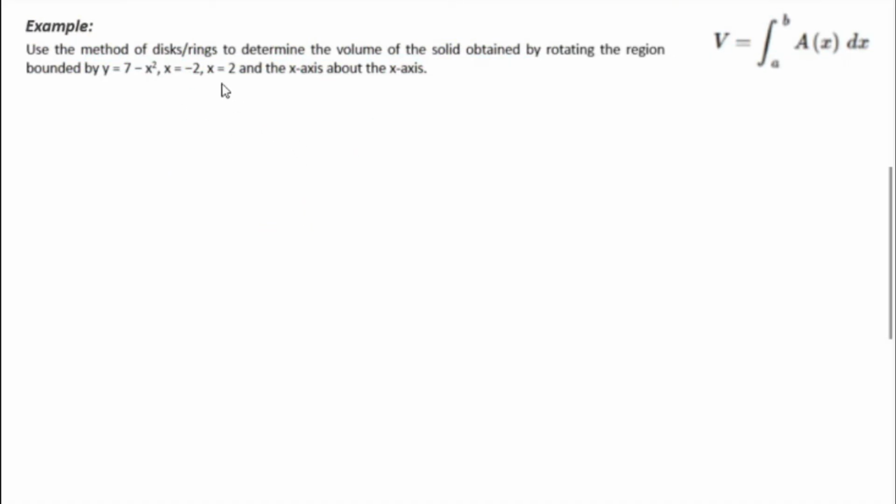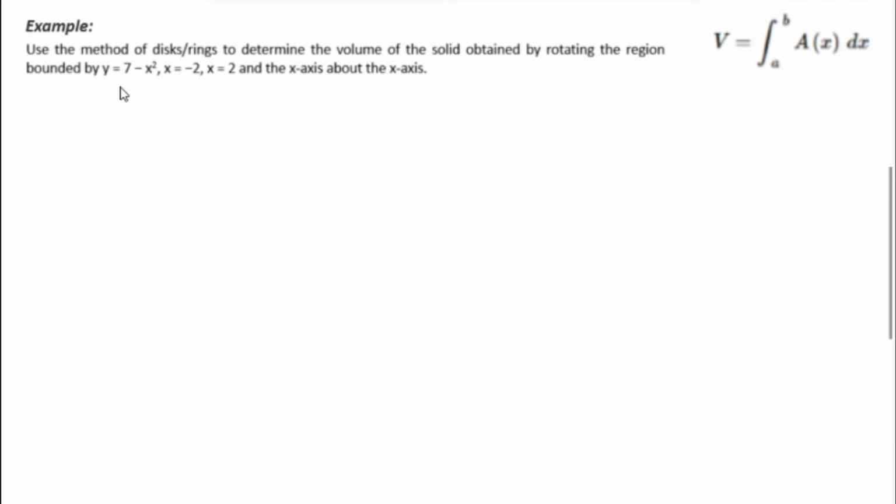Example: use the method of disks or rings to determine the volume of the solid obtained by rotating the region bounded by y equals 7 minus x squared, x equals negative 2, x equals 2, and the x-axis, about the x-axis. So we need to find the volume based on the method of disks, and the formula is volume equals the integral of the area function of x dx from the limit a to b.